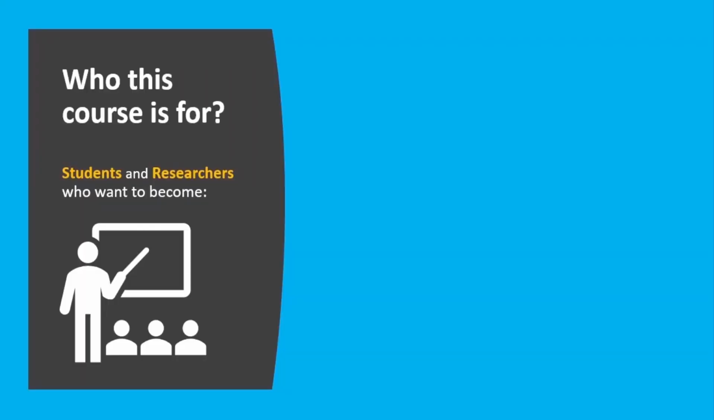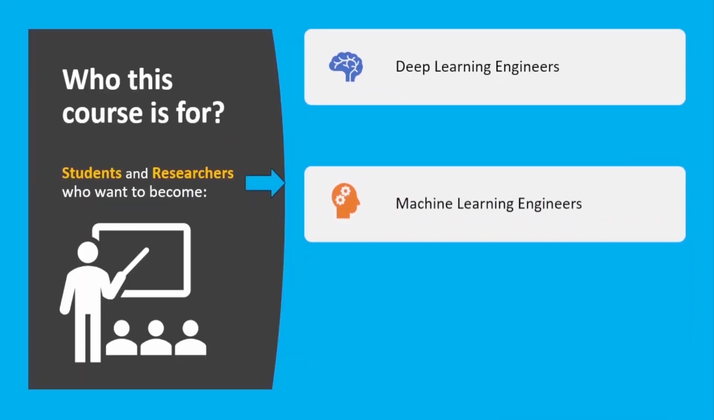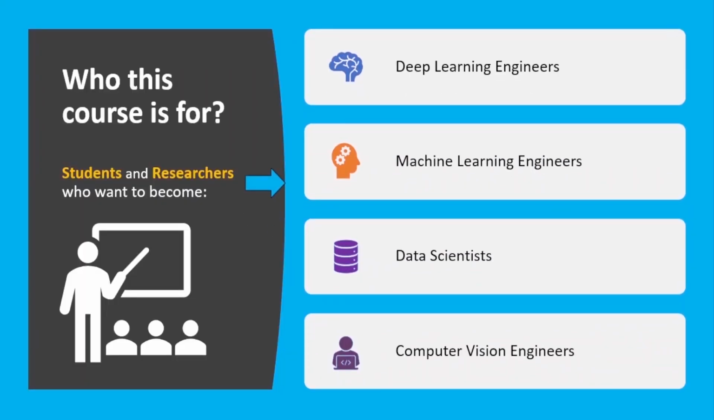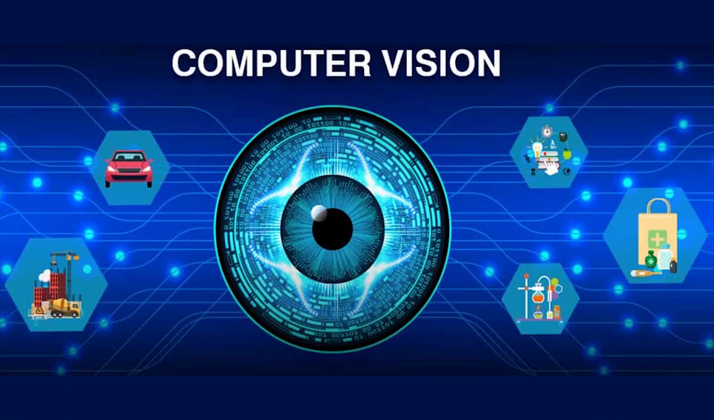This course is for everyone who is interested in artificial intelligence, computer vision, and deep learning. The average salary for an artificial intelligence engineer, computer vision engineer, deep learning engineer, and machine learning engineer is around $90,000 to $160,000 per year. Are you ready to unlock the extraordinary power of computer vision and deep learning with Python?